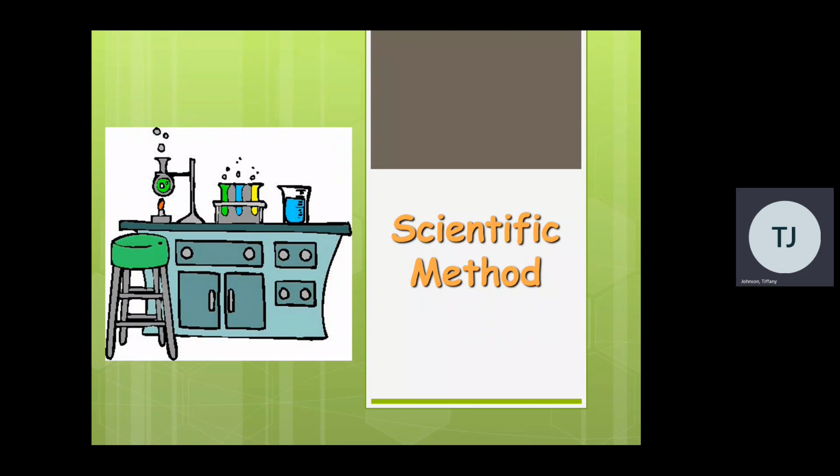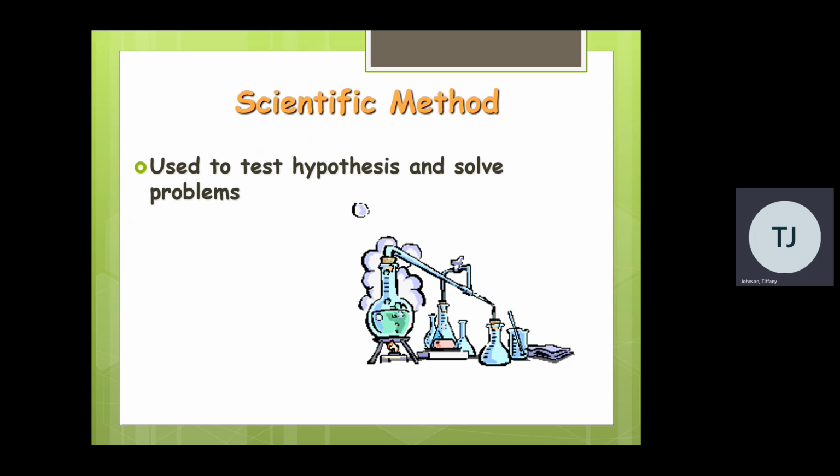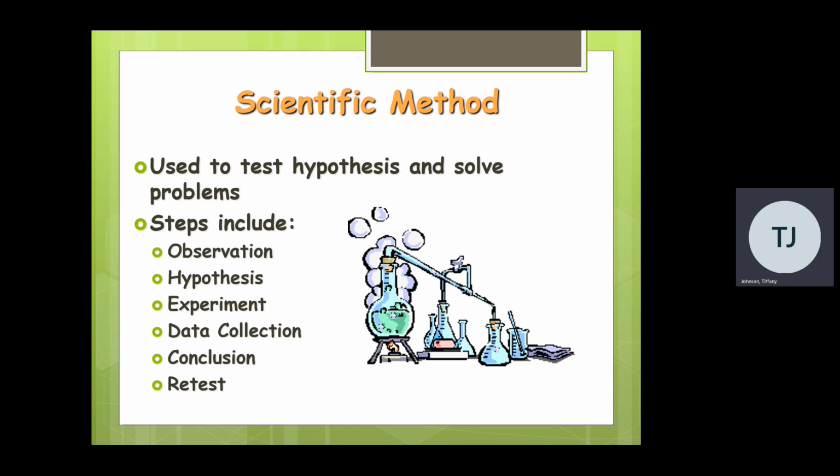All right, scientific method. Go ahead and title your page scientific method. First things first, let's go through what the scientific method is. It's a series of steps that allow us to test a hypothesis and solve a problem. Those steps include observation, hypothesis, experiment, data collection, conclusion, and then we do everything all over again when we retest.